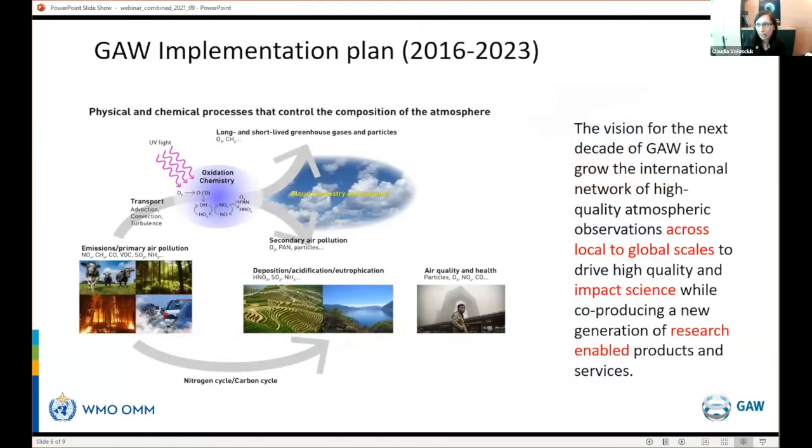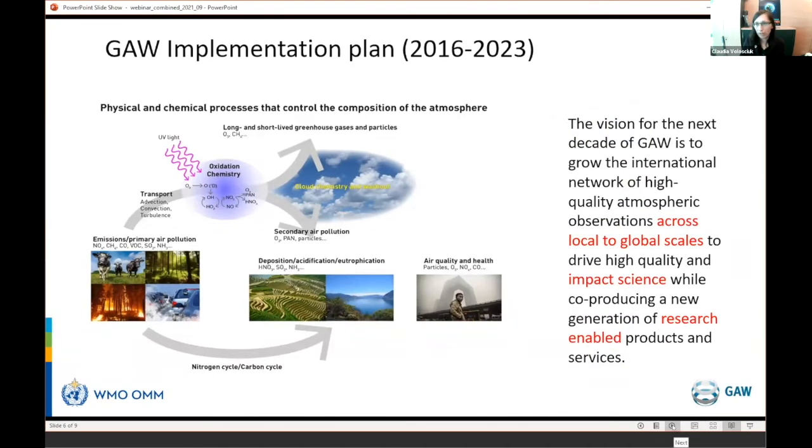Currently, we are in the implementation plan from 2016 to 2023, and the vision for the next decade of GAW is to grow the international network of high-quality atmospheric observations across local to global scales to drive high-quality and impactful science, while co-producing a new generation of research-enabled products and services. And a very important component of all of this is, of course, capacity development, of which this webinar series is part.